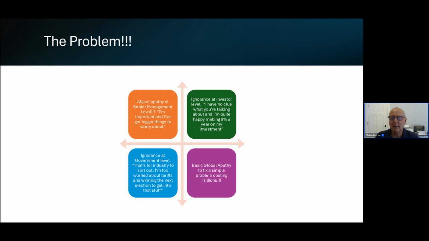So my last block there is basic global apathy. To fix a problem costing trillions of dollars, pounds, pesos, whatever you want to call it. It's a global issue, and for the life of me, I don't understand why. It's something that's easily fixed at a cost which is peanuts compared to the consequences. So my question out there is, why don't people take an interest in this?